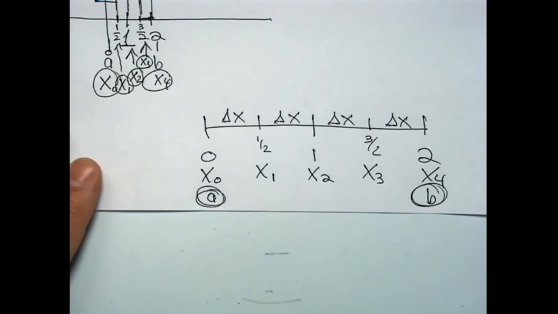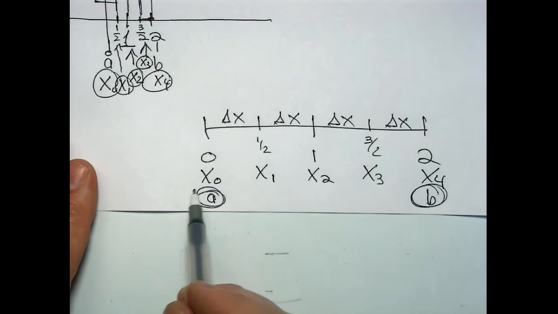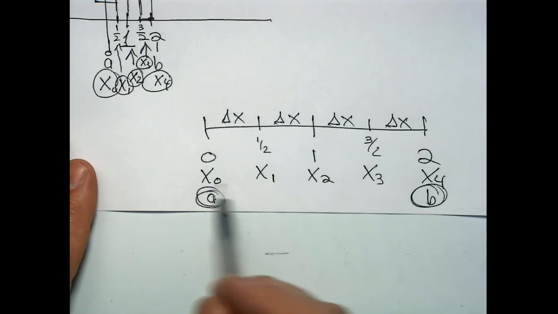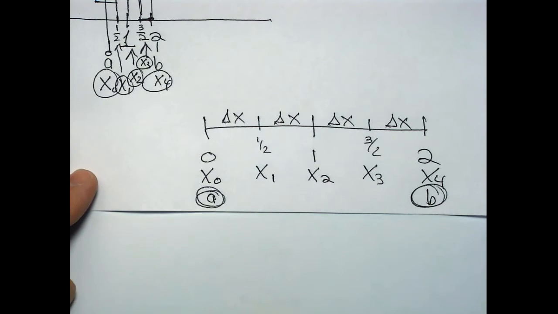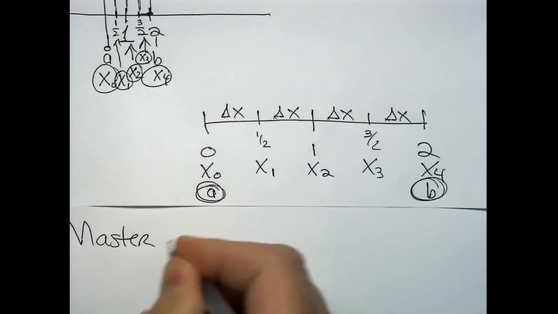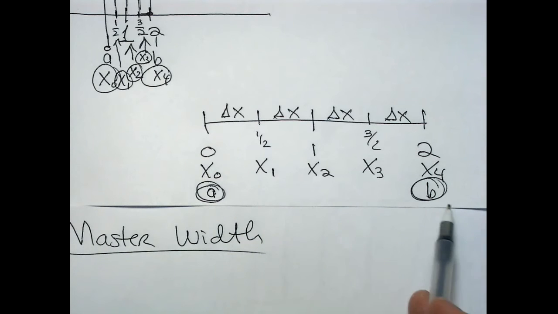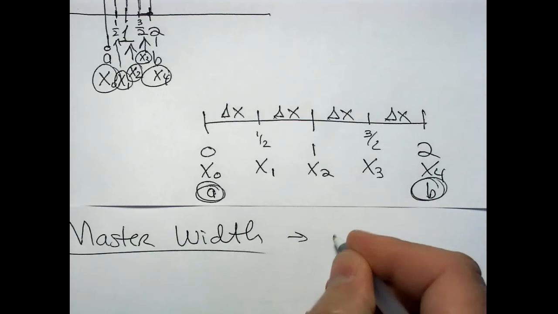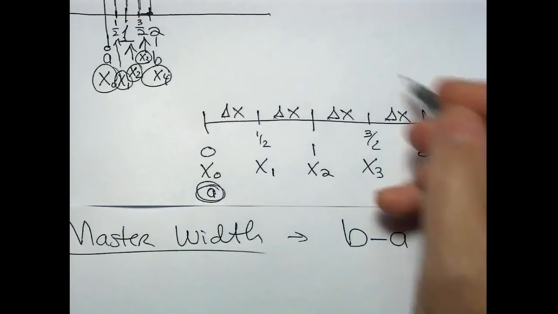Now, for any area beneath a curve, we're always going to start at x equals a and stop at x equals b. So I'll call that the master width. The master width is b minus a, and that's the width of the entire problem from the beginning to the end. So the master width for this problem is b minus a, and they'll all be b minus a.